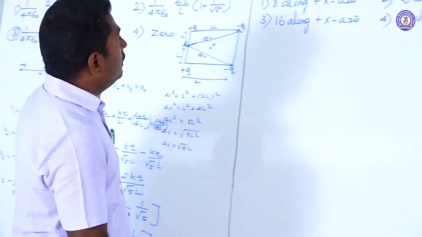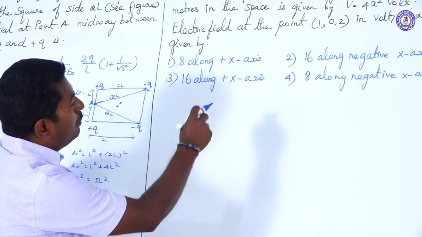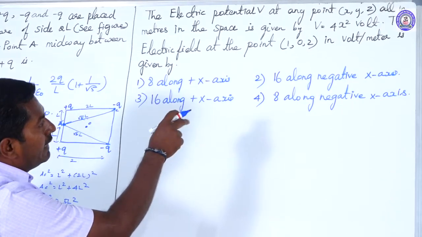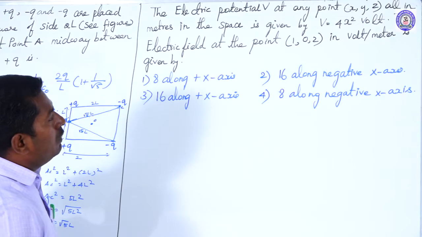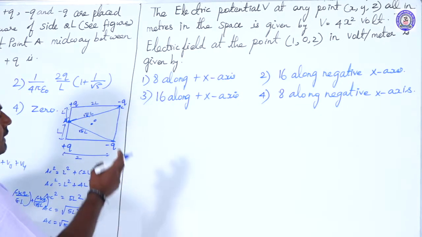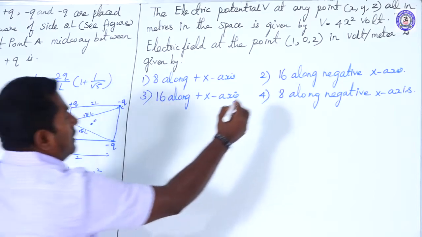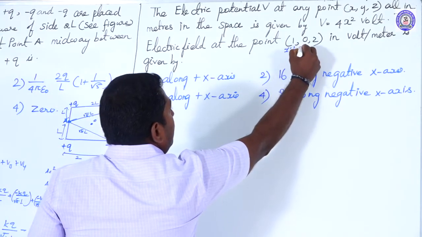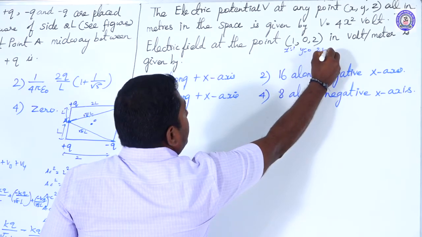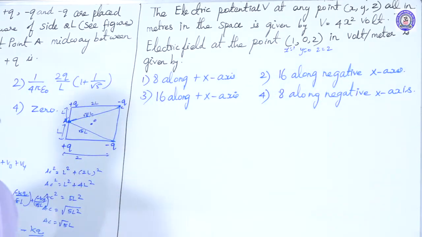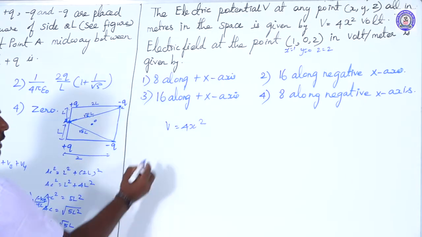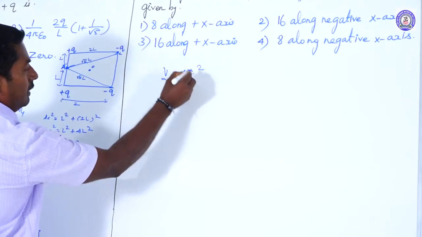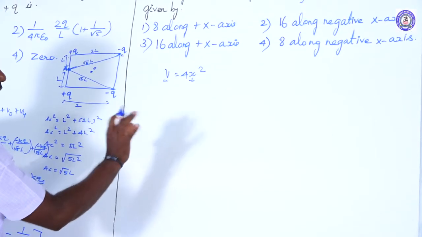So next problem: electric potential V at any point along the three coordinate axes x, y, z, all in meter, in space is given by V is equal to 4x square, measured in volt. Then the electric field at the point x equal to 1, y equal to 0, z equal to 2, in volt per meter, is given by... See, in this problem, electric potential V is equal to 4x square, variation of electric potential along the x axis only, not in y axis, not in z axis.